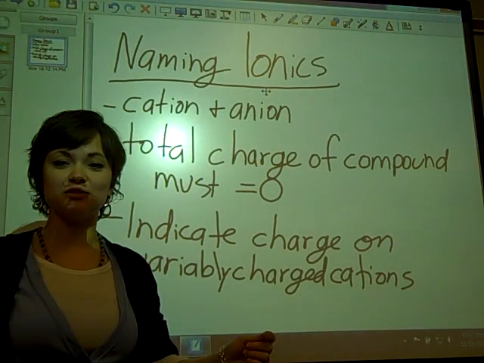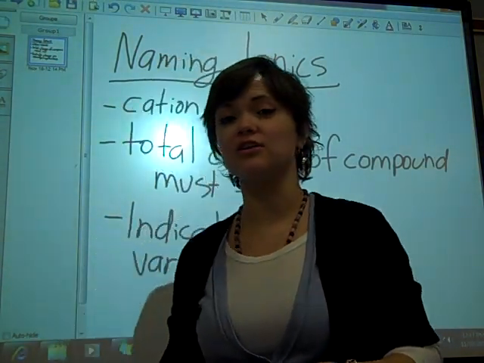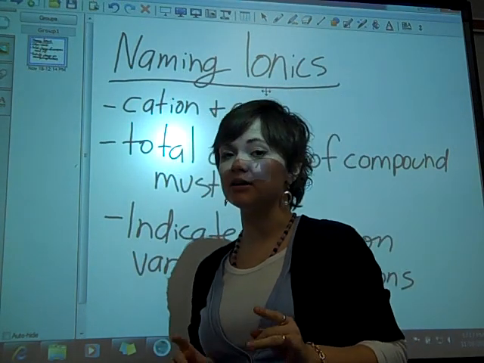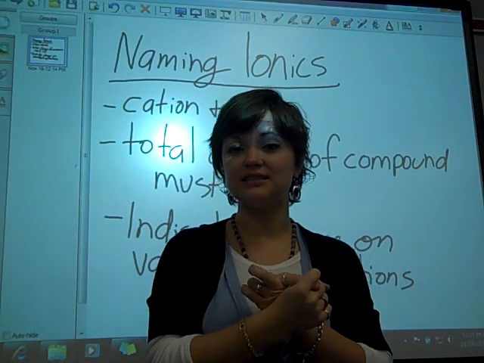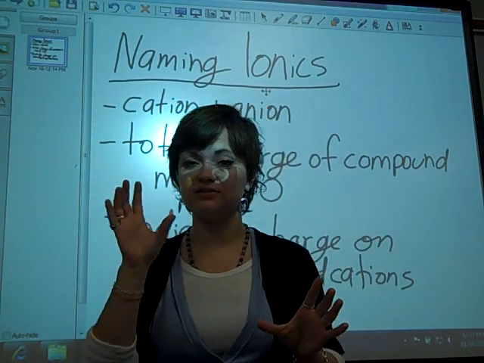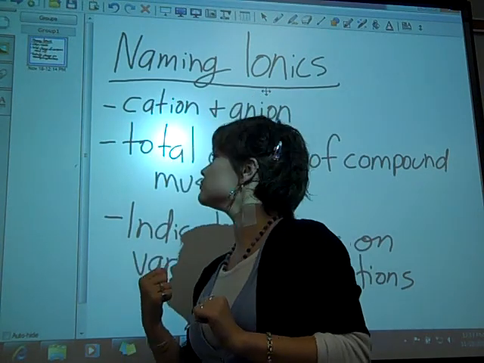Okay, so this video is going to talk about naming ionic compounds. Before we get started, just a couple of things to remember about ionic compounds. They have to be a cation and an anion. You must have a positive and a negative that you're dealing with in order to follow these naming rules.